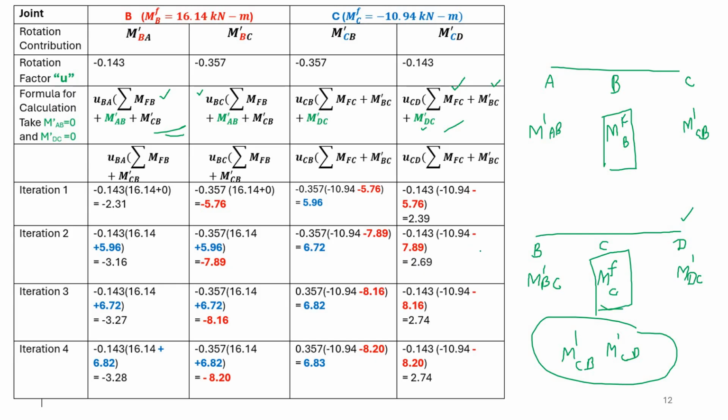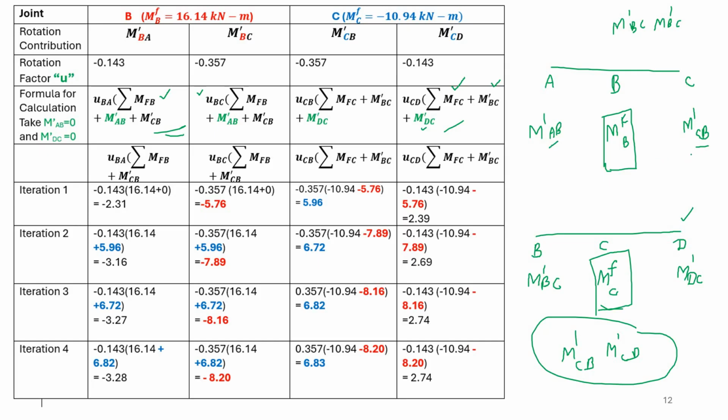Actually, the student has to listen keenly so that he will be able to understand. For example, if you want to calculate for M dash BC and M dash BA, you have to draw this line. In this line at the center you calculate the summation of fixed end moment, which is written here at this location, 16.14. Then this is the farther end, so M dash CB, and this is the farther end, so the farther end is A, the farther end is C.